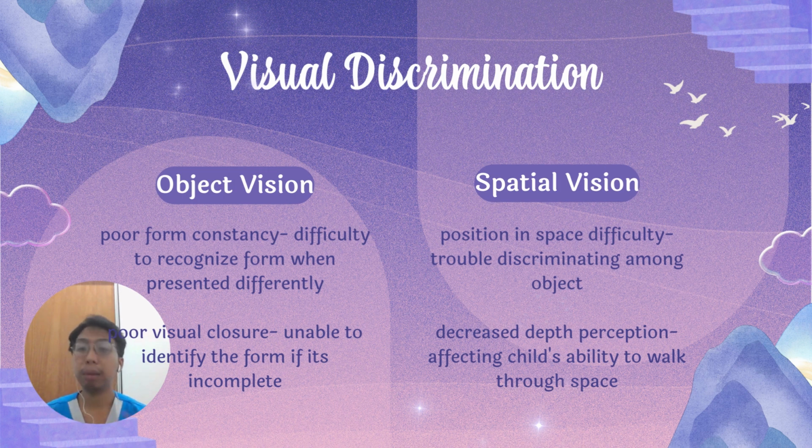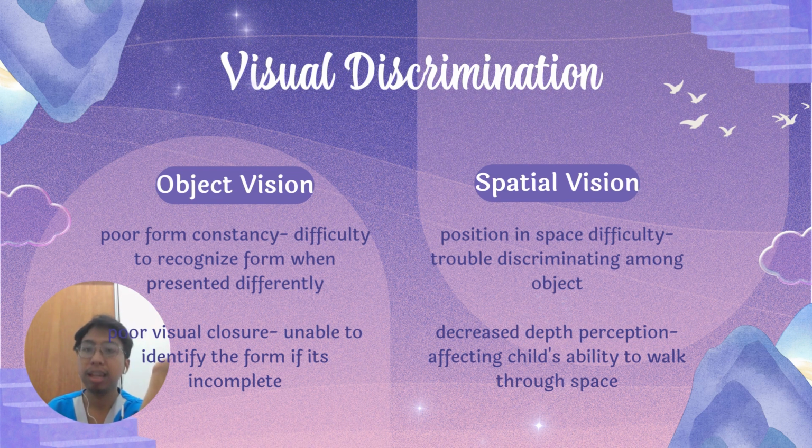Visual closure is the ability for people to make a summary of information even when it is presented to them incomplete. For example, the activity will be a puzzle. Even if we don't complete the puzzle yet, we know that at the end the product will be the shape of that puzzle, for example, the cat. Even if we do it halfway, we know that it's going to look like a cat. So what happens if children have poor visual closure? They are unable to identify the form if it is not complete. So it's hard for them to identify that this is an apple even from a half side.